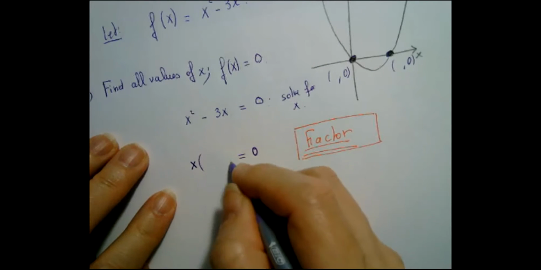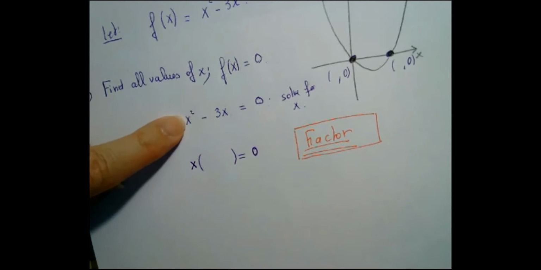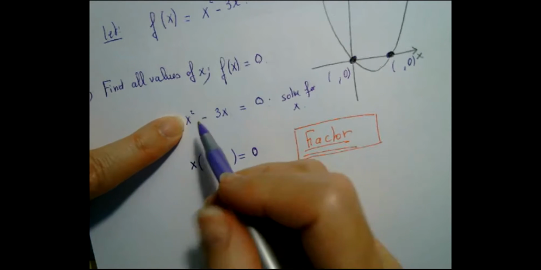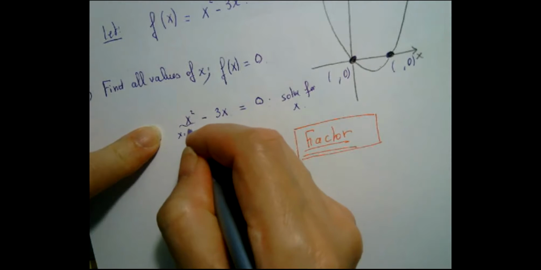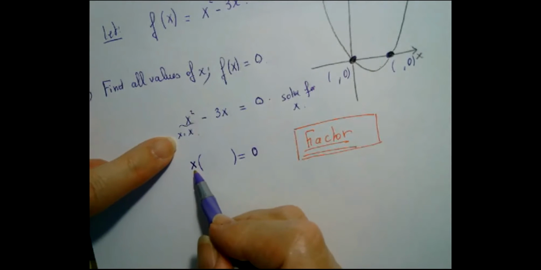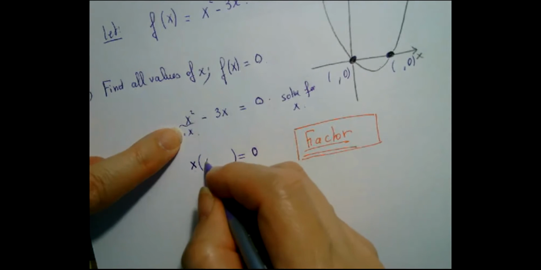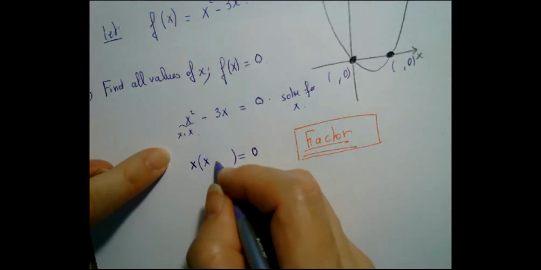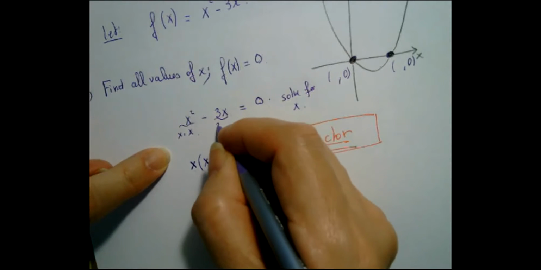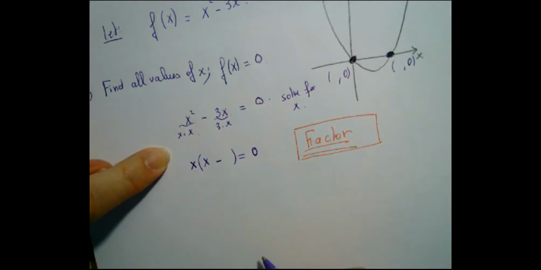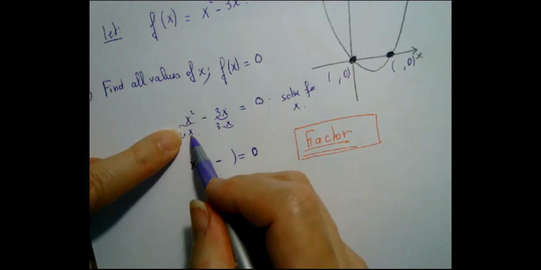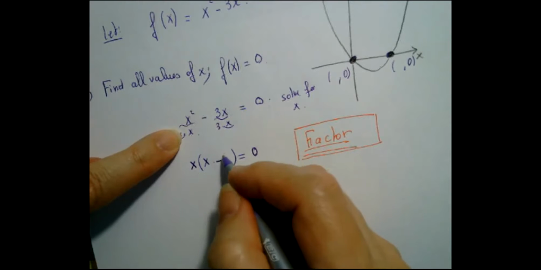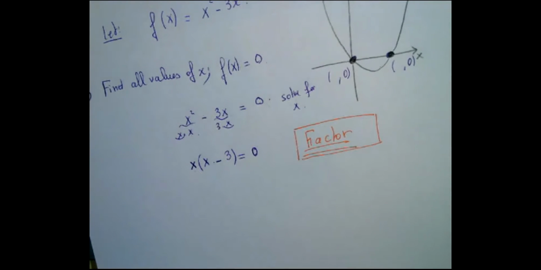And then what are we left with? If I take x as a common factor, what am I left with here? x squared is x times x. If I take one x out, we'll be left with x in here. Minus, this is 3 multiplied by x. So I'm factoring out this x, and I'm left with x from here minus 3. Whenever we're solving, we're actually factoring.